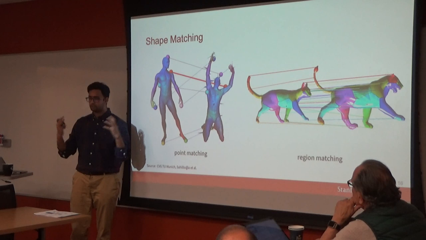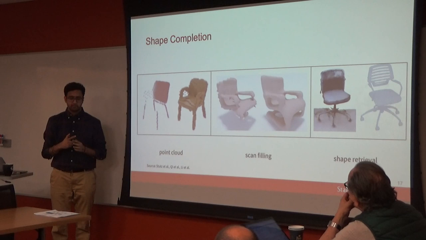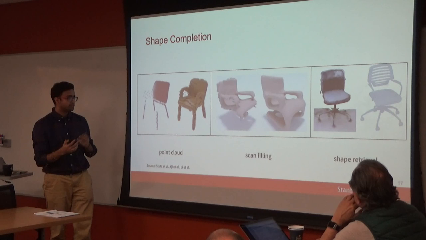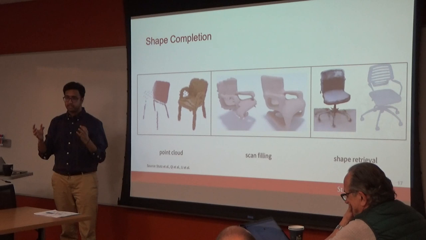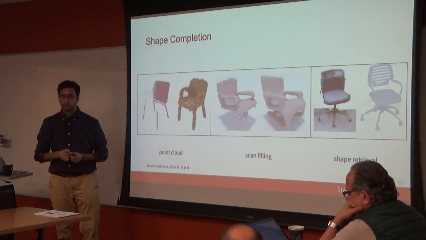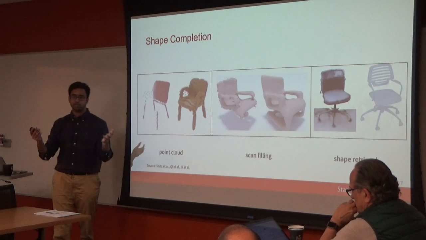Shape completion is the problem by means of which you complete an incomplete or partial point cloud or scan. So this could be done in multiple ways. If you have a partial point cloud, you could densify this point cloud to hallucinate the parts of the shape that are missing. If you had a scan, you could replace it with one connected object that would kind of predict how the complete shape would have looked. Or given a partial scan, you can retrieve an object from a known database of shapes and say, hey, this is how the shape would have looked if it was complete.